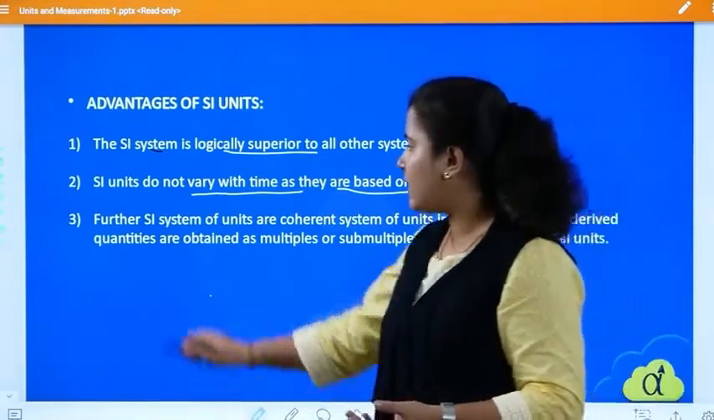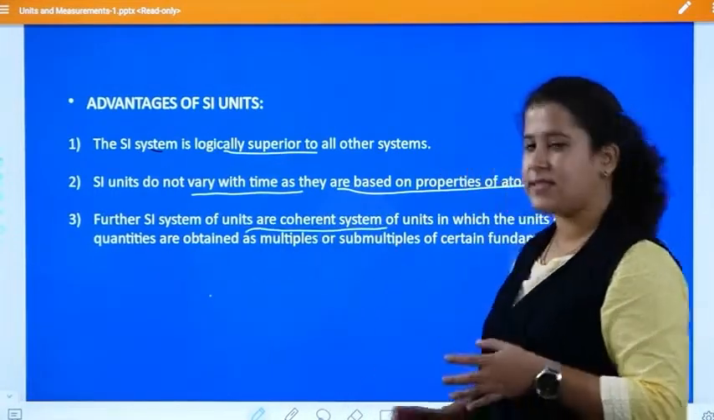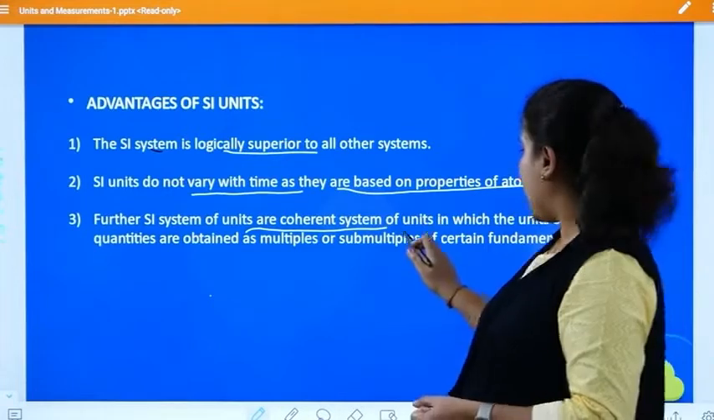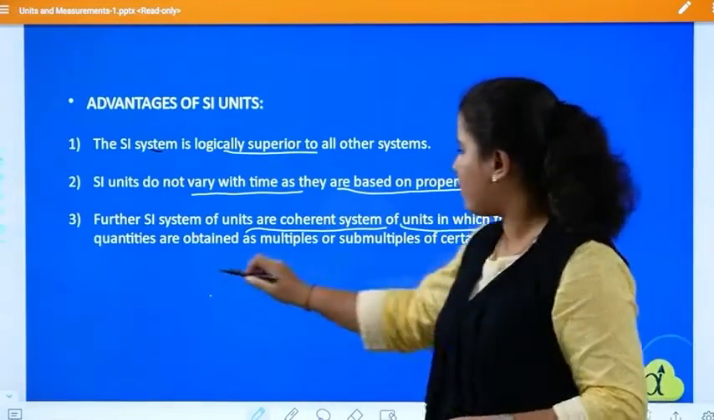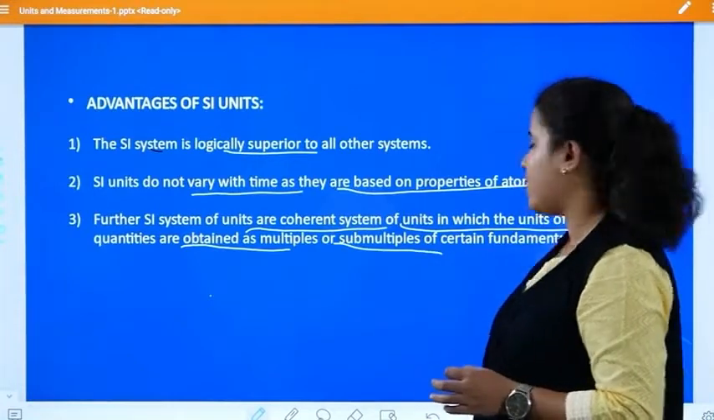Moving on to the third one, the SI system of units is a coherent system, in which the units of derived quantities are obtained as multiples or submultiples of certain fundamental units.